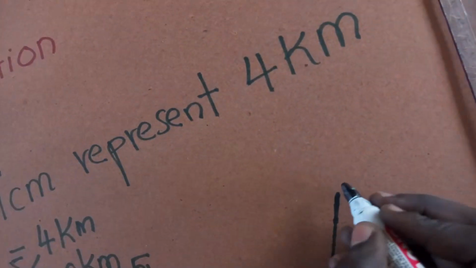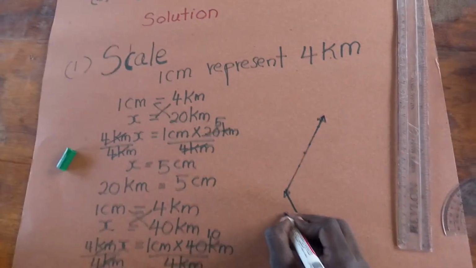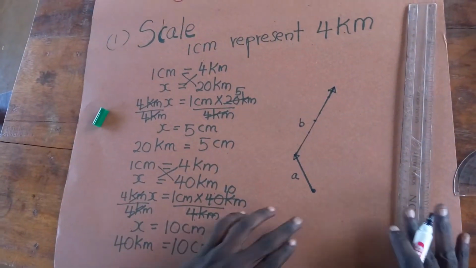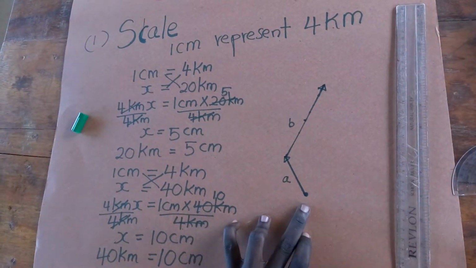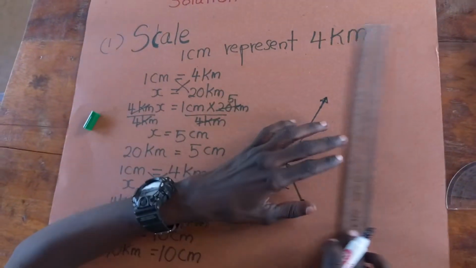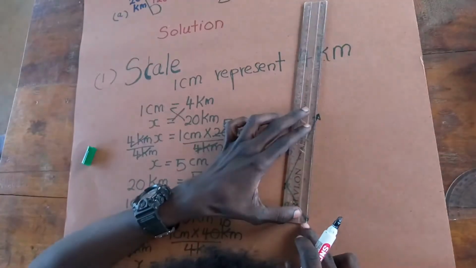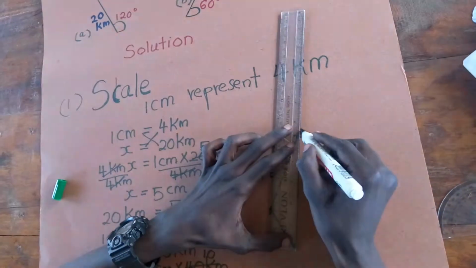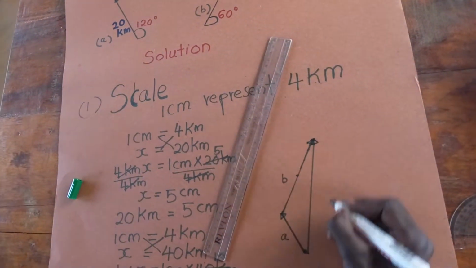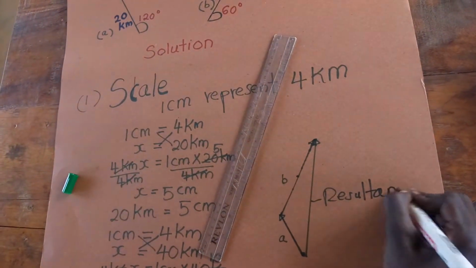Okay, this is 10. This is vector A, and this is vector B. So from the tail of the first vector, you're supposed to draw a line toward the head of the last vector, which is the second vector. So you're supposed to draw a line here. So this is the resultant vector.